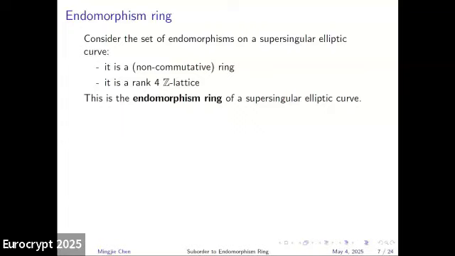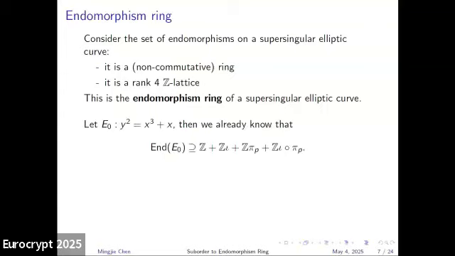Okay, it turns out that the set of all endomorphisms is a very fundamental object for isogeny-based crypto, and especially the set of endomorphisms on a supersingular elliptic curve. I haven't defined the word supersingular yet, but you can take the following as a definition. If we consider the set of endomorphisms on a supersingular elliptic curve, then it is a ring, meaning that you can multiply two endomorphisms, which is just composition of maps, and this is a rank 4 Z-lattice. And this is called the endomorphism ring of a supersingular elliptic curve.